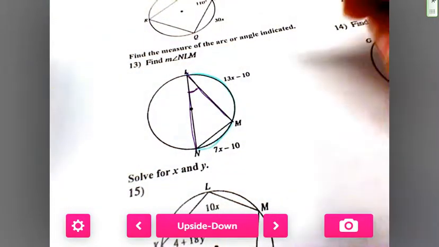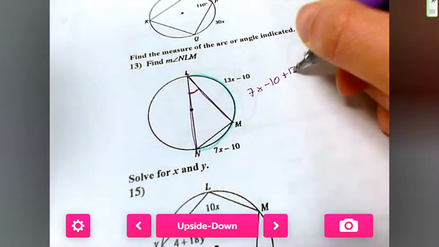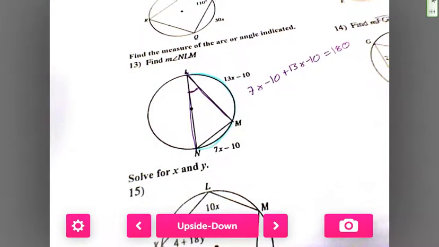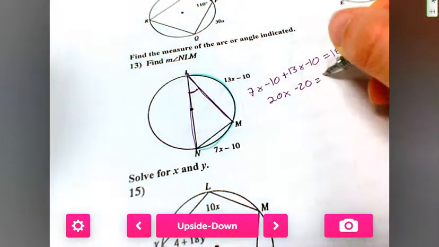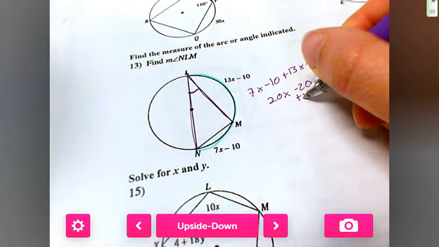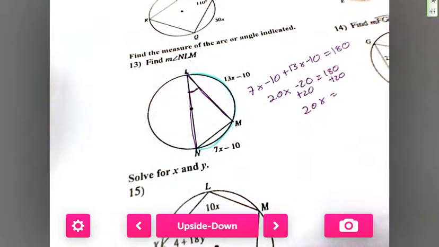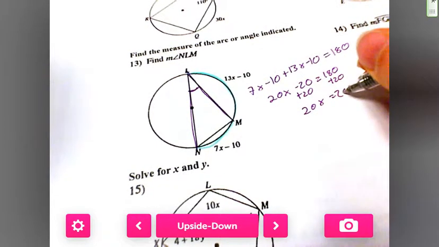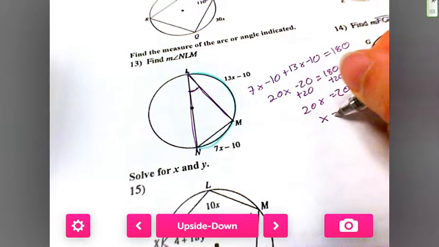180. So if I go 7x minus 10 plus 13x minus 10 equals 180, I can say 20x minus 20 equals 180. I'm going to add 20 to both sides. So 20x equals 200. Divide that by 20, and I get x equals 10.